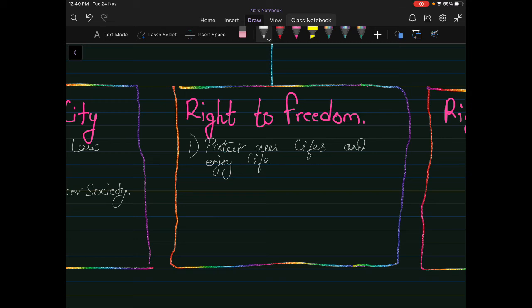If you want to protest anywhere, you have the right to do it, but it should be in a peaceful manner. Freedom to reside anywhere: in our country we have the freedom to go anywhere and settle. And freedom to practice any profession or occupation. One person has the right to do any kind of business, and no one can interfere in his personal life. Those are the rights given by the right to freedom.